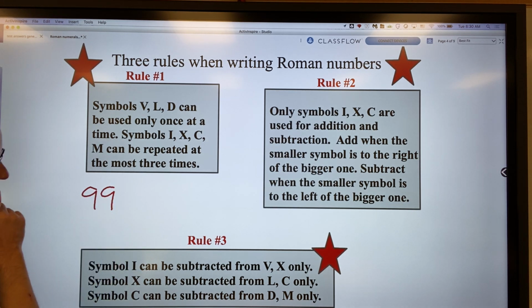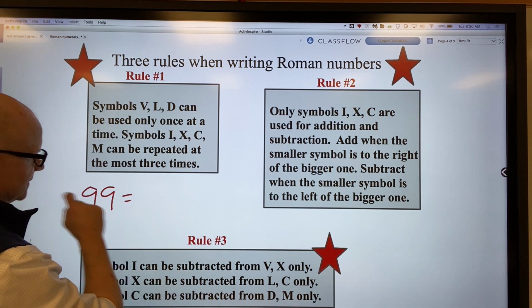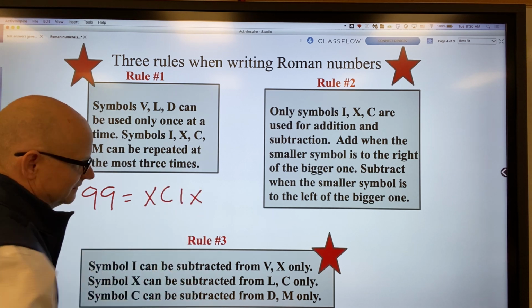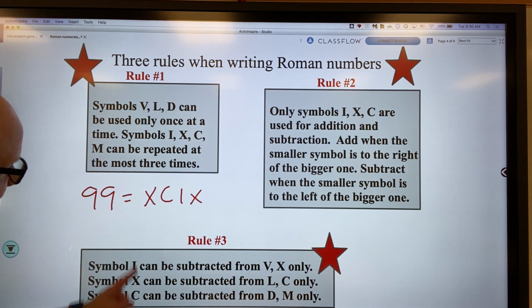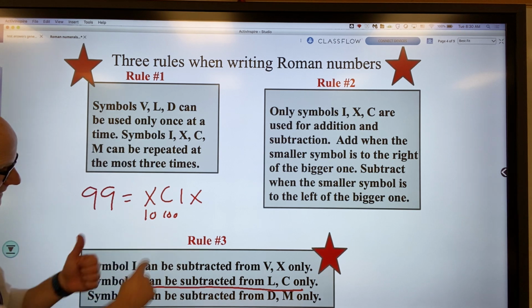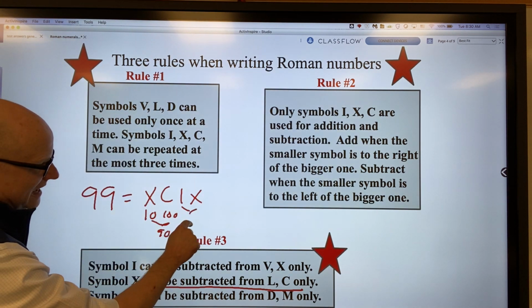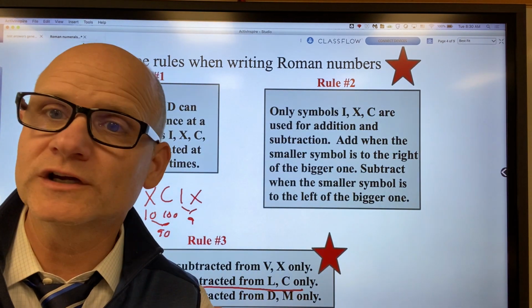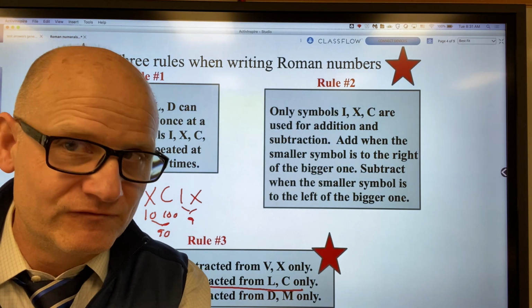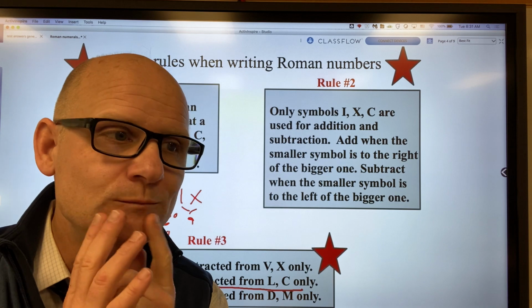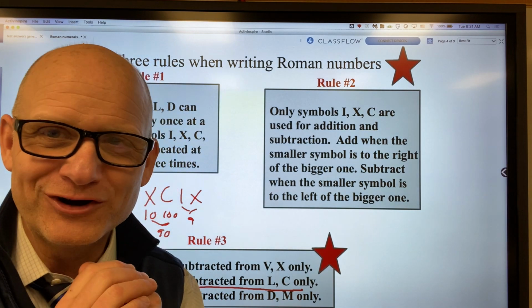Well, 99 would be written like this. Let me think about this. I would write X, C, I, X. Okay, I know that's confusing. But notice I have a 10 in front of the 100. Can I do that? Yes. That's now 90. And remember, this is the 9 symbol, so 99, okay? So again, complicated stuff. I wanted you to watch this video so that you have a little framework, foundation, so when we go over this the next day, you're like, oh, I'm starting to get it, Mr. Carlisle, I'm starting to get it.